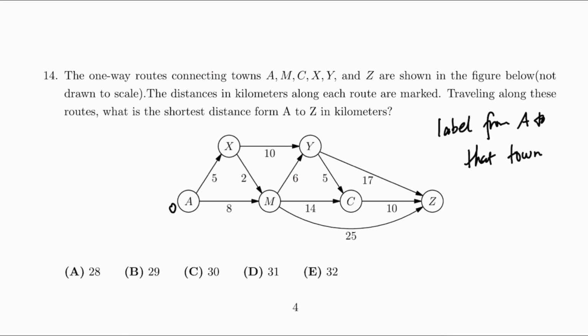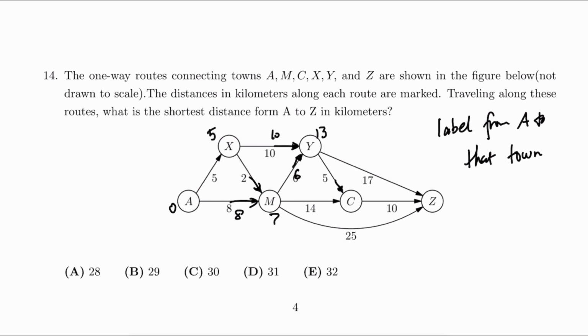So for example, for town X, clearly the shortest distance is 5. And for town M, we can either go here in 8, or we can go from X, that is in 2. But remember, to get to point X, it already takes 5 kilometers, so that is going to be 7 kilometers in total. And 7 and 8, 7 is smaller, so we keep a 7 instead. So here for town Y, we could either have 10, which would give you a sum of 15, or 6, which will give you a sum of 17. So the shortest distance to Y is 13.